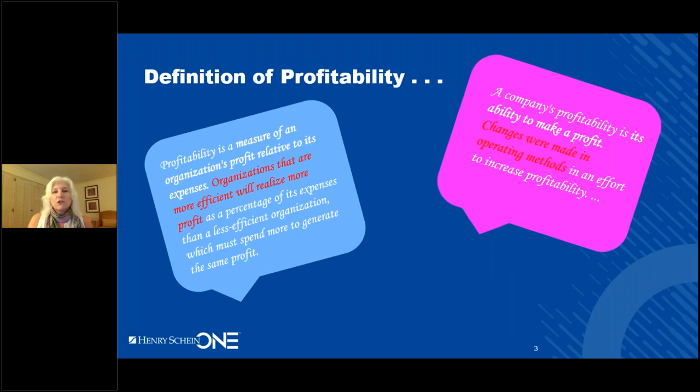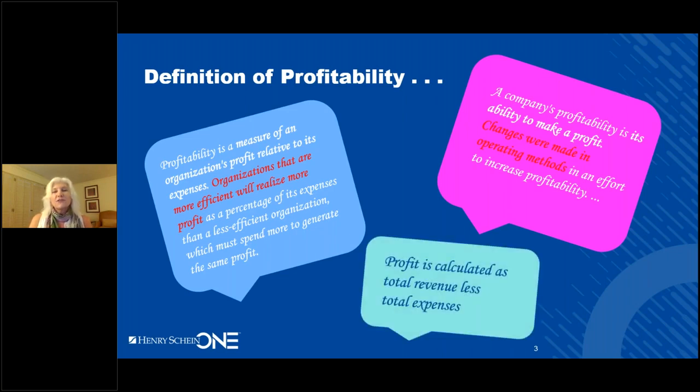So we also have to look at change. We have to look at how can we change our operating procedures? How can we change things in our practice in order to realize a larger profit? And then, the easiest definition to remember about what profitability is, it's calculated based on total revenue less expenses. Basic math. It's basic math. What you collect minus your expenses gives you profit.